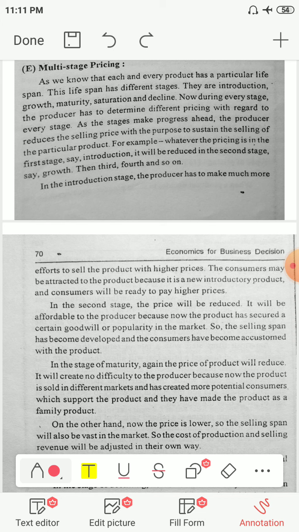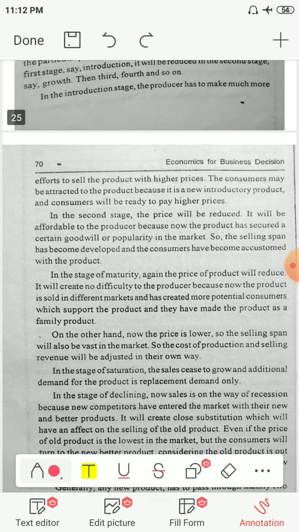The consumers are ready to pay high price. Why? Because this product is new and they want to be the first purchaser. They want to be the pioneer purchaser to satisfy their ego and to give opinion to others whether to purchase this product or not. You must be knowing different types of consumer. Pioneer consumers are the consumers who purchase your product first. Why? Because they want to give opinion to others whether to purchase it or not, and in that way they want to satisfy their ego.